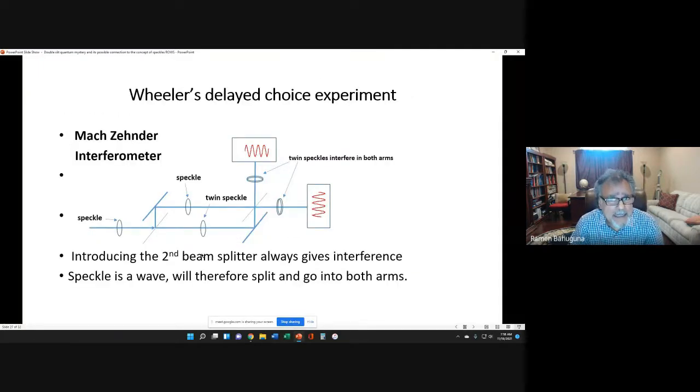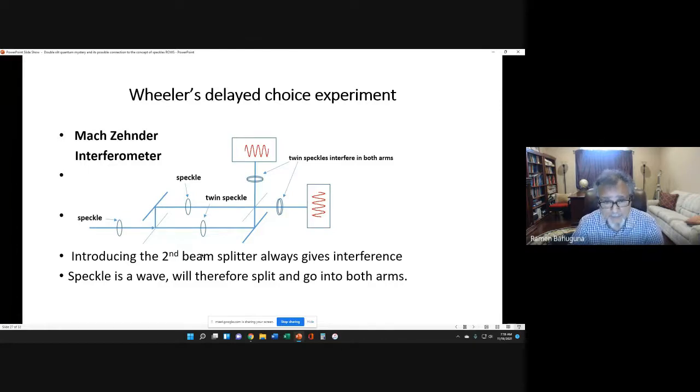The Wheeler's delayed choice experiment is shown here. If you remove the second beam splitter, this is a Mach-Zehnder interferometer. I'm assuming a speckle is coming in, and the speckle will split into two parts. One will go in one arm, the other will go in the other arm. They are twin speckles, basically. You can call them twin brothers. They are correlated because they are coming from the same mother speckle.